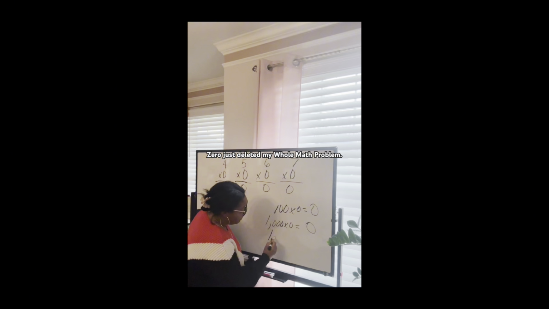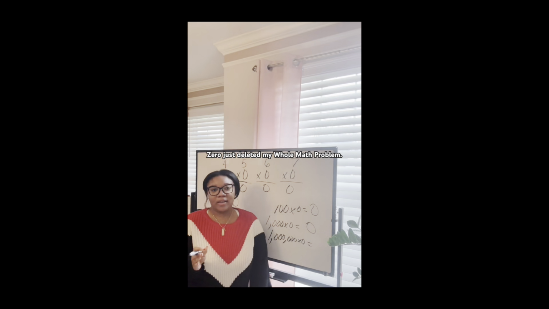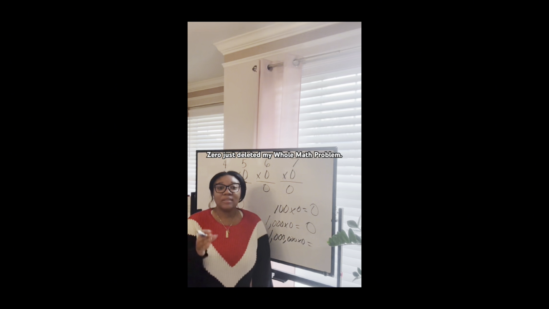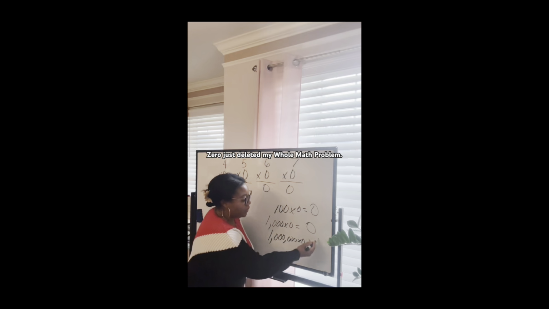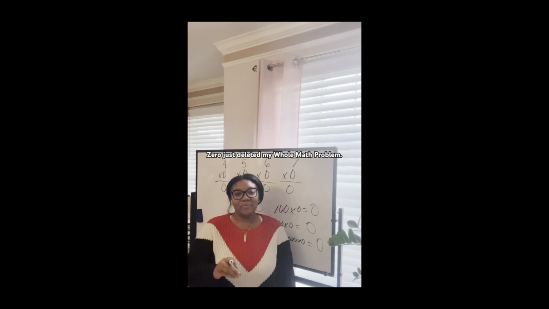What about 1,000,000 times 0? Now, I know that can't be 0. Yes, it is. It is always 0. Any number times 0 is always going to be 0.